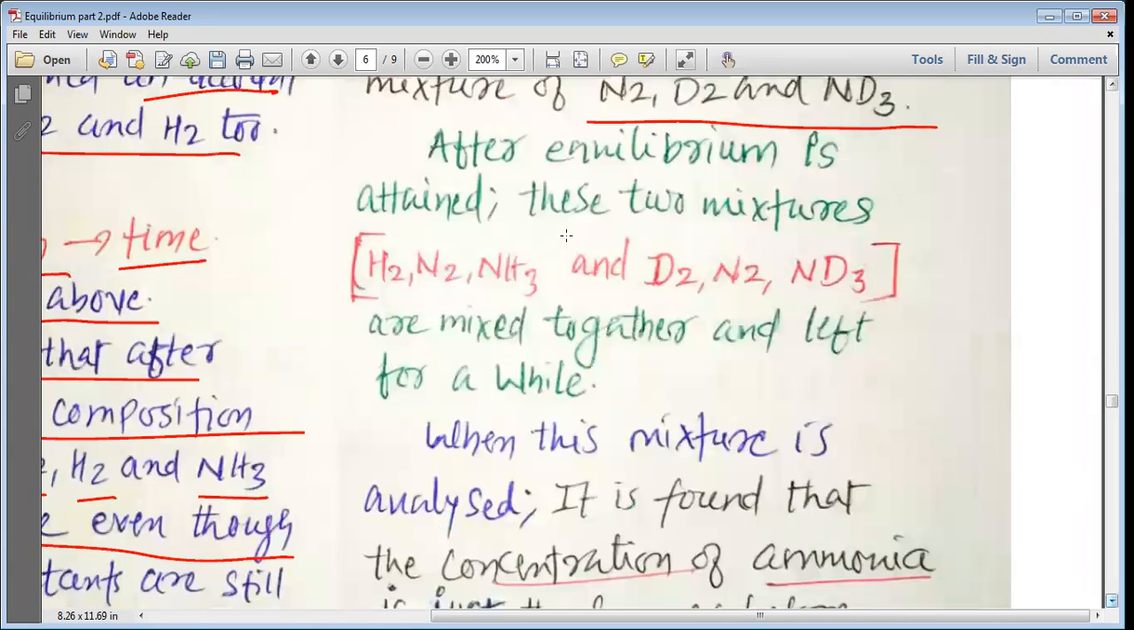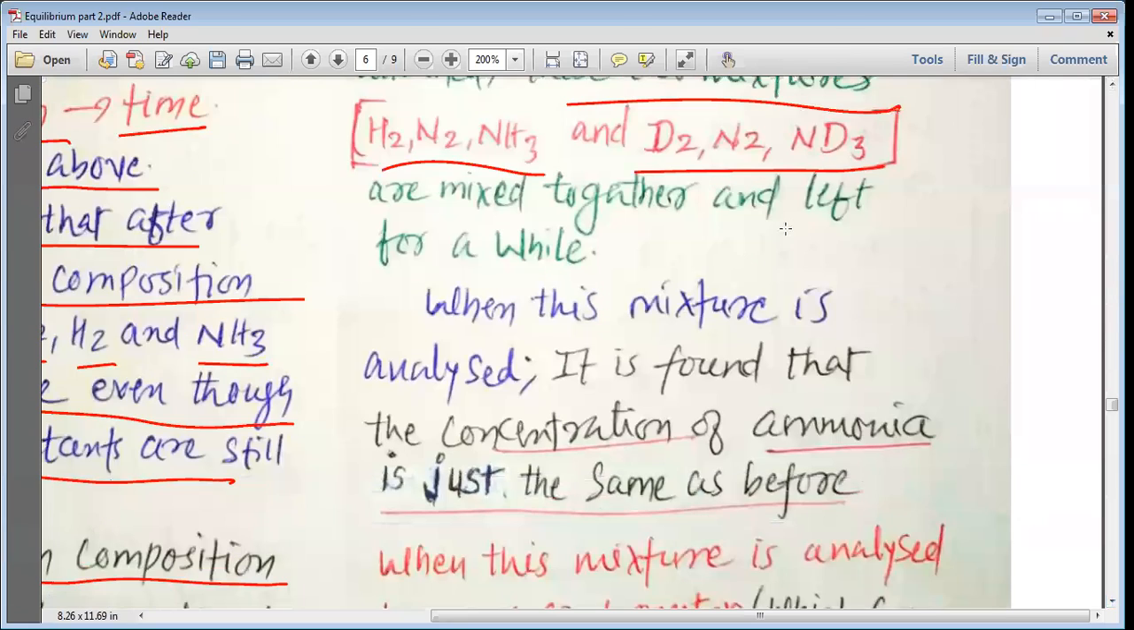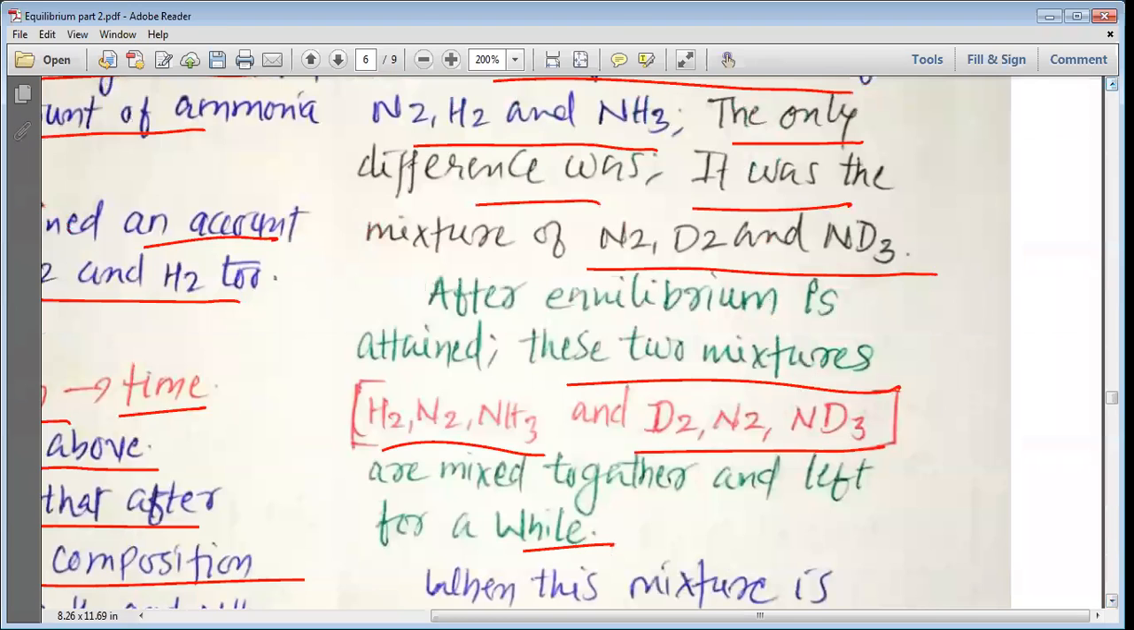After equilibrium is attained, these two mixtures, N2, H2 and NH3, and D2, N2 and ND3, are mixed together and left for a while. So now what happens? We found that both mixtures are the same. Now we have an equilibrium between N2, H2 and NH3 in one vessel. Same way we have an equilibrium established between N2, D2 and ND3, my dear students.